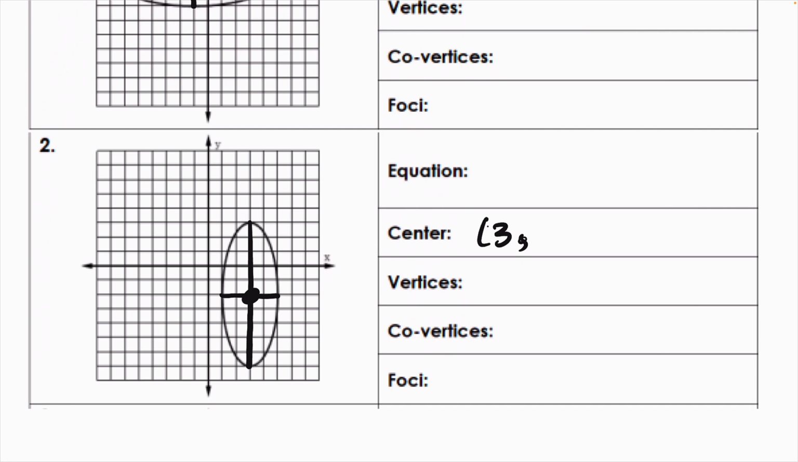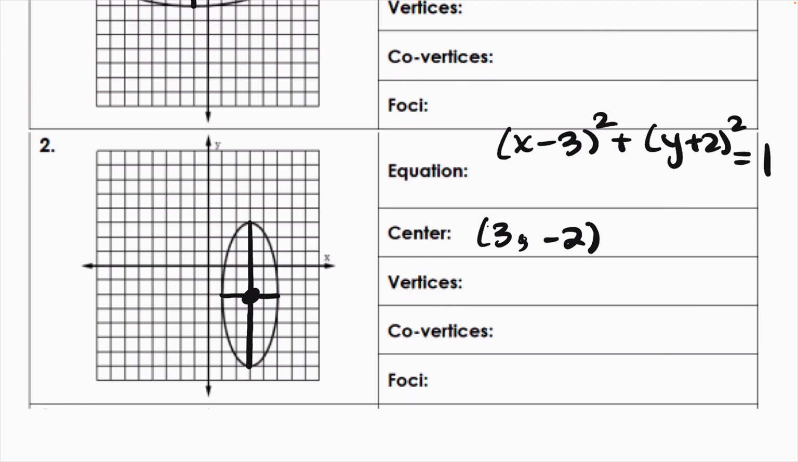And 1, 2, 3, -2. Okay, so I start writing my equation by putting my center in. X minus 3 squared plus y plus 2 squared always equals 1.